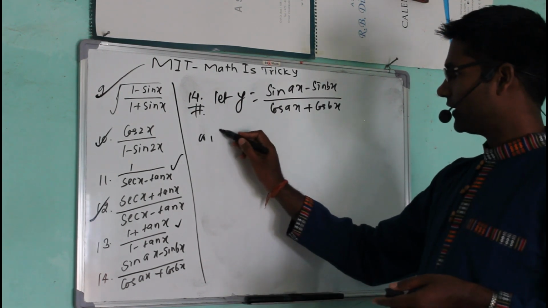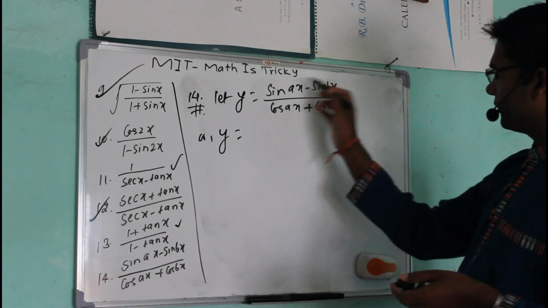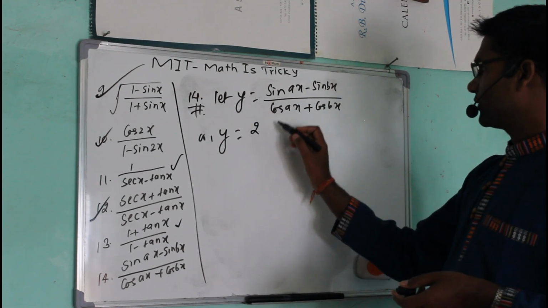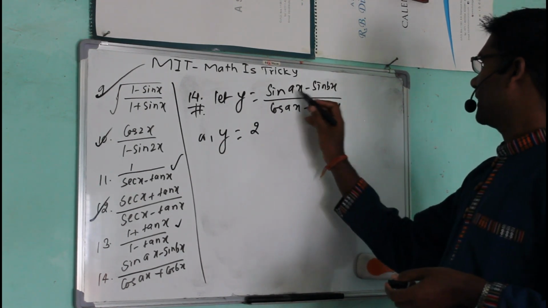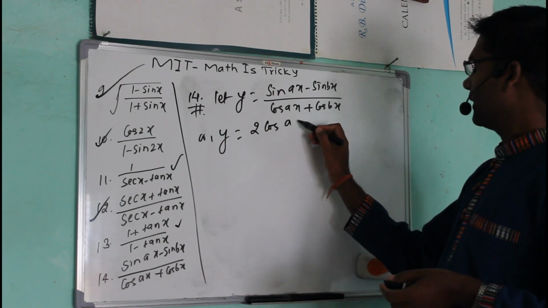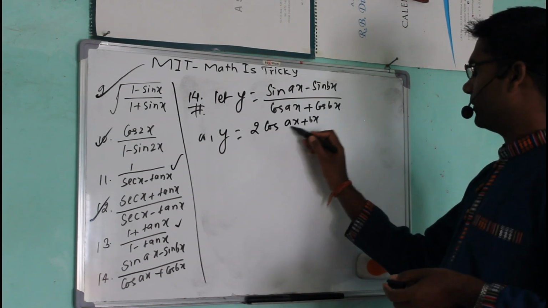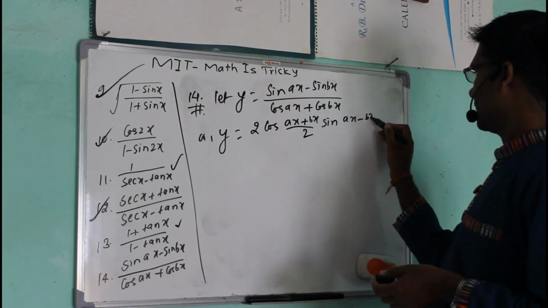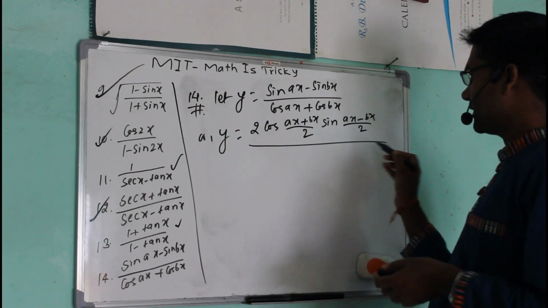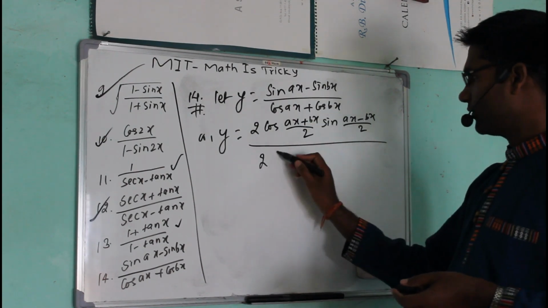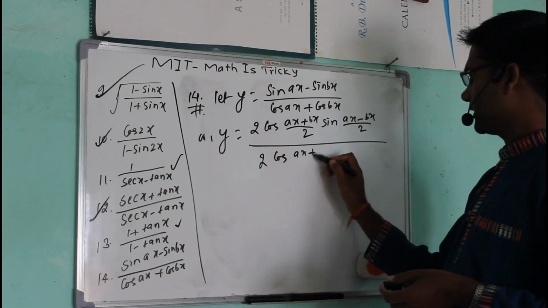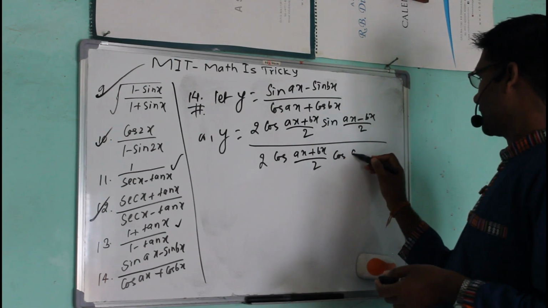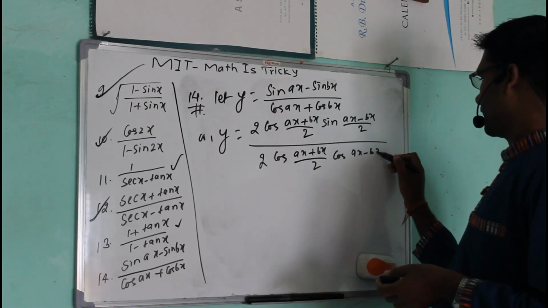It's very simple here. If you see the numerator, it goes in the formula of sin c minus sin d, so let's use it. Sin c minus sin d is 2 cos of c plus d by 2 times sin of c minus d by 2. This is the formula for the numerator. For the denominator, cos c plus cos d is 2 cos of c plus d by 2, and then again cos of c minus d by 2.